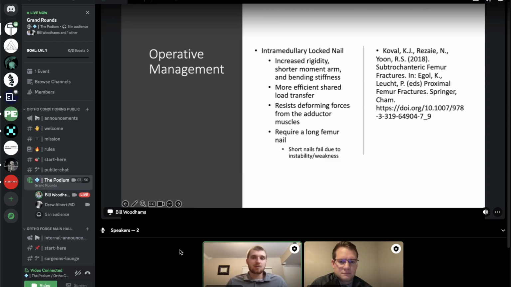It's also going to help resist the deforming forces from the adductor muscles, and that's really important in keeping the fracture reduced as well. It's going to require... Go ahead. Oh, sorry. You finish your thought there. I was just going to say, it does require a longer femur nail because the shorter nails fail due to instability and weakness. Yep.